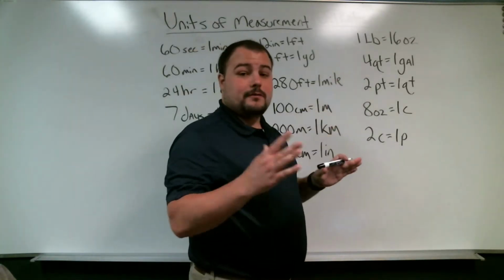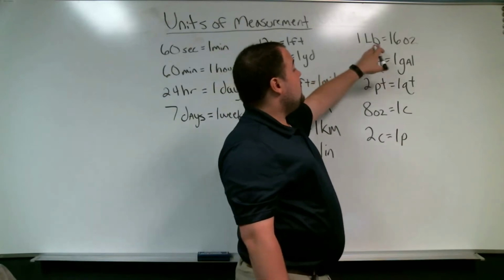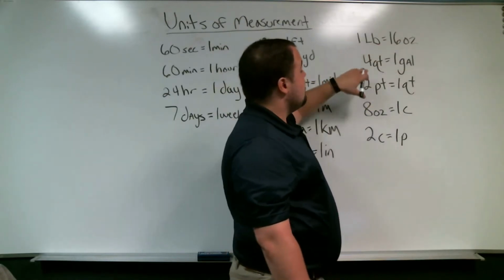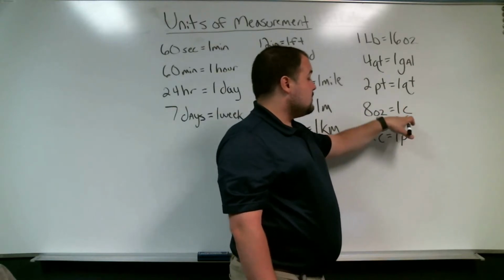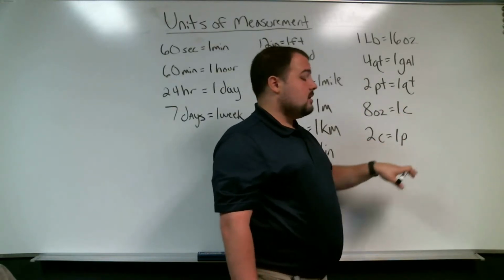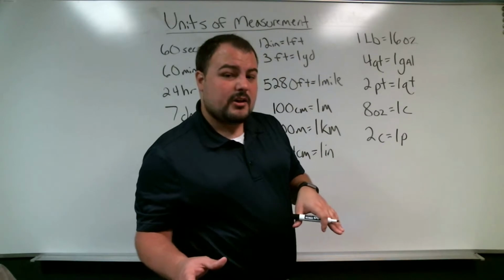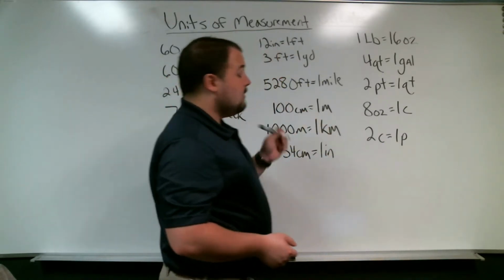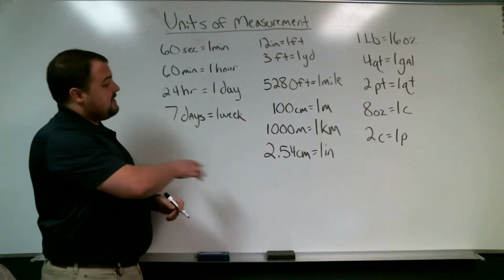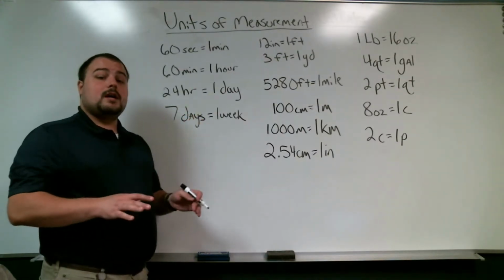And over here we have just a few extra ones. We have 1 pound is equal to 16 ounces, 4 quarts in a gallon, 2 pints in a quart, 8 ounces in 1 cup, and 2 cups in 1 pint. If we need any other units of measurement, I'll make sure that we go over those in class, but I would like you to make sure that you pause and copy down all these. These are ones that we might use.